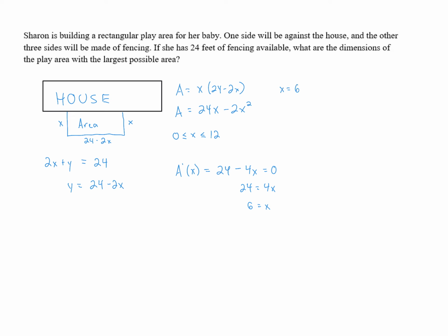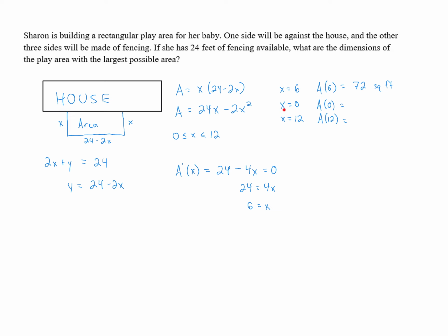And then also we have to look at the endpoints. x equals 0 and x equals 12, the endpoints of those intervals. We have to evaluate the area at these numbers. Now, if x is 6, then the area is 24 times 6, which is 144, minus 2 times 6 squared. 6 squared is 36, times 2 is 72, and 144 minus 72 is 72. So that's going to be 72, and this is going to be square feet.